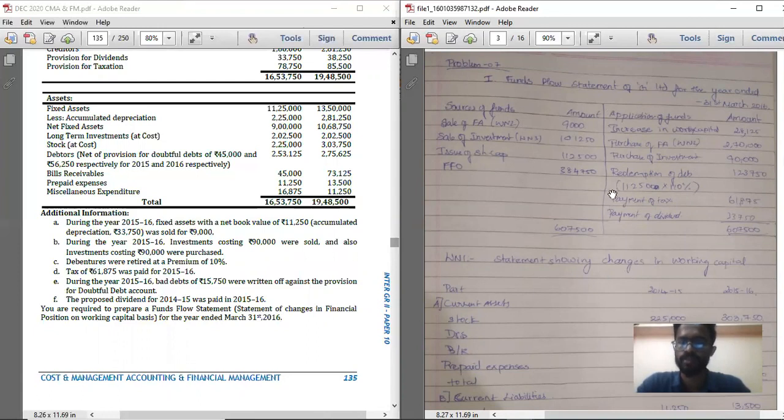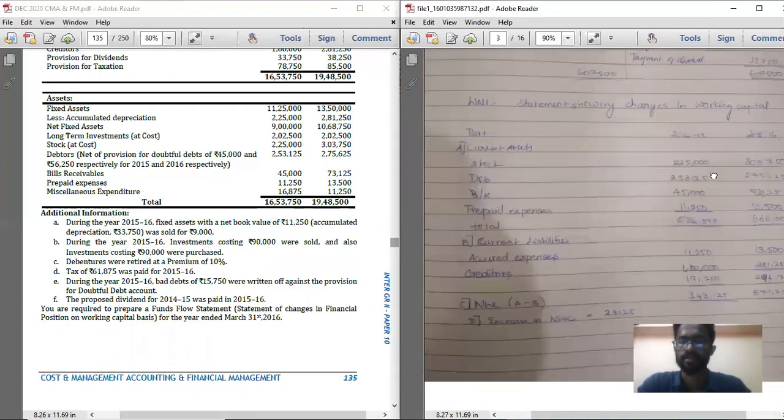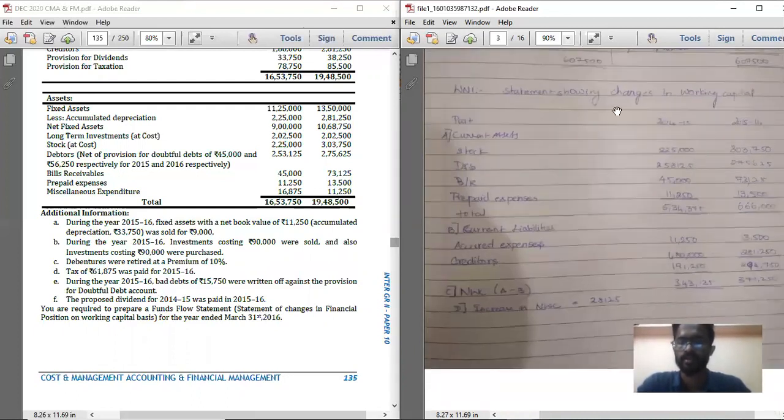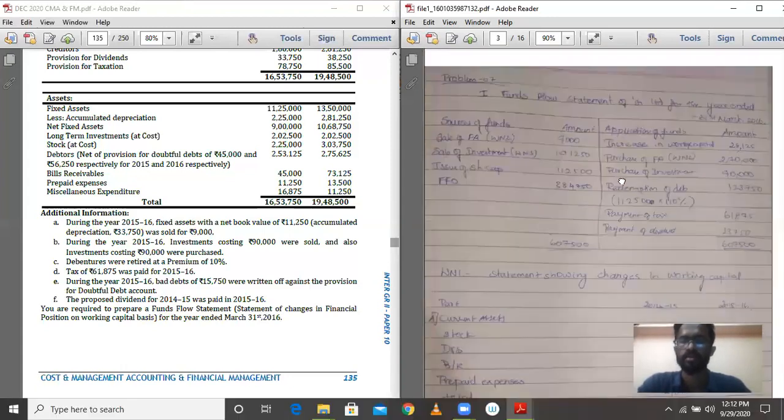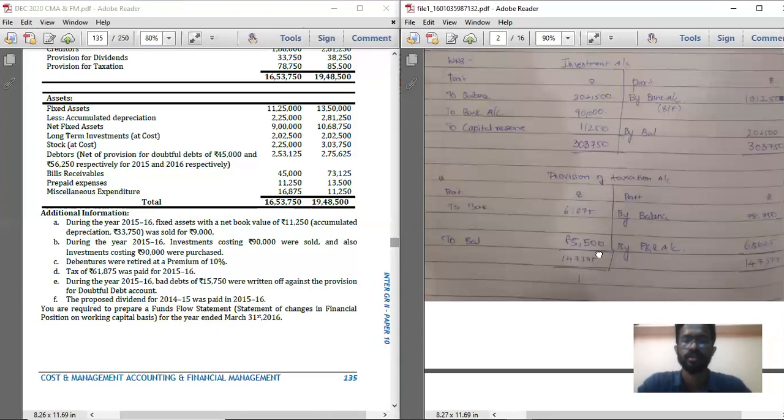This is the fund flow statement. 6,07,500, 6,07,500. Then this is the changes in working capital, working note number 1. So changes in working capital is 28,125. Fine. 28,125.